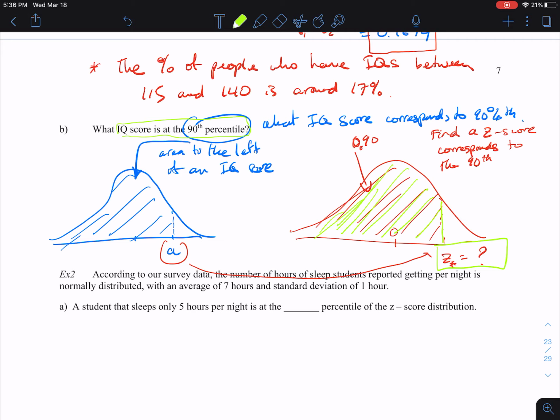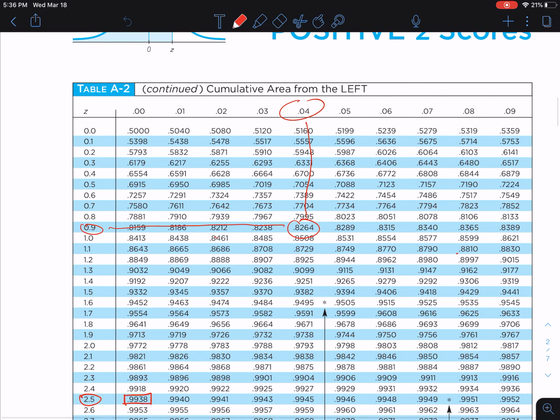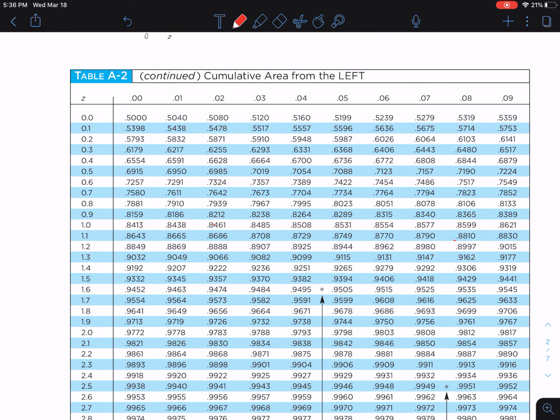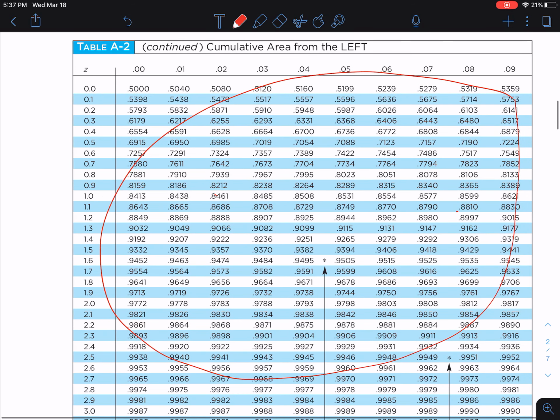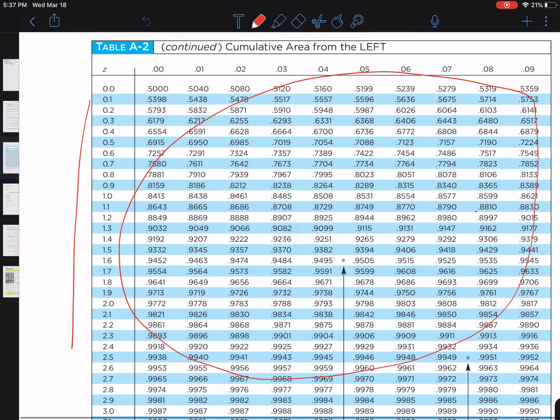Okay, so we're gonna go to the z-score table, and then we're gonna locate an area of 90% and see what z-score that is above the mean. So let's go to the z-score table here. And then we're gonna go ahead and locate an area of 90%. So area is in here. We're gonna find 90% in there, and we know that this IQ score or the z-score is above the mean, so the z-score is gonna be positive.